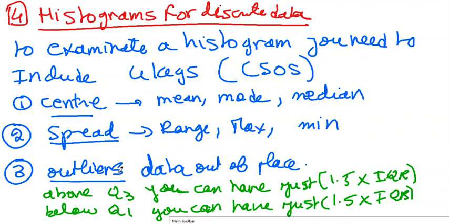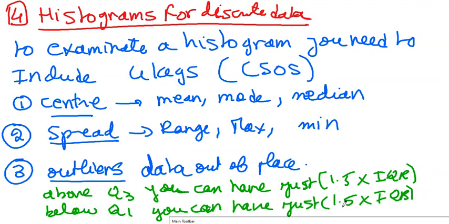And the outliers, how do you find the outliers? Also, we need to know the quartiles. Outliers mean there is data out of place. There is something wrong with it. We're also going to do an example in the next video, and you will understand how to find the outliers. If I have the third quartile Q3, I can jump above Q3 by 1.5 times the interquartile range. And for values below Q1, I can jump below Q1 by 1.5 times the interquartile range.